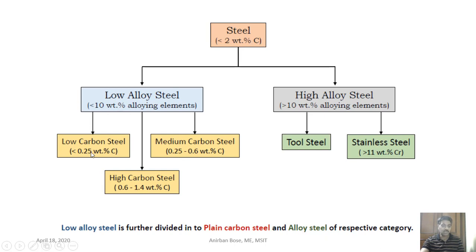So plain carbon steel means only iron and carbon is there. According to the carbon percentage, they can be low carbon steel, medium carbon steel, or high carbon steel. But each of them can be either plain carbon steel, that means other than carbon there is almost no other alloying element, or it can be low alloy steel, that means the alloying elements are limited to 10%. On the other hand, high alloy steel, where the alloying elements are of a large amount, more than 10%, can be of two kinds, either tool steels or stainless steels, and we'll see their different categories.